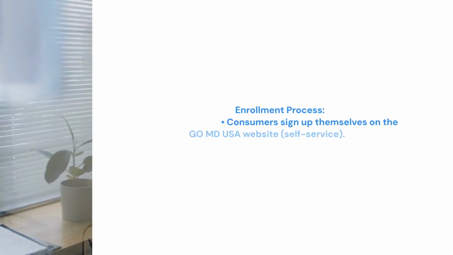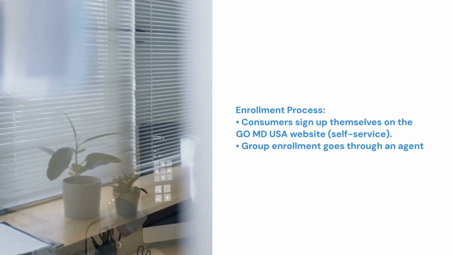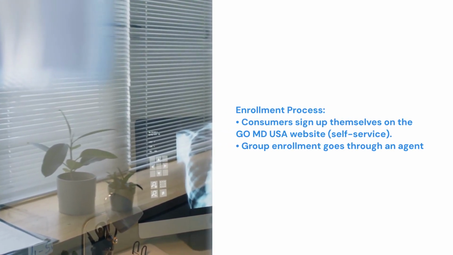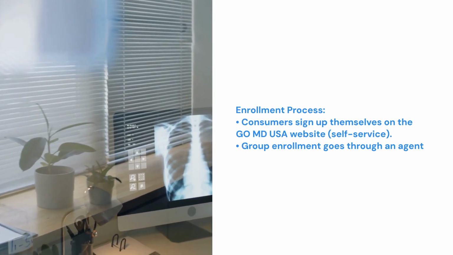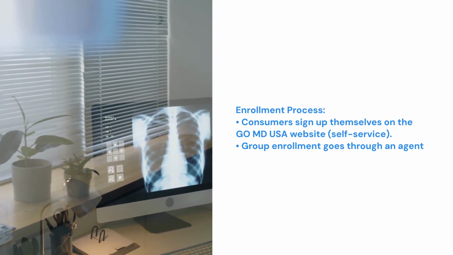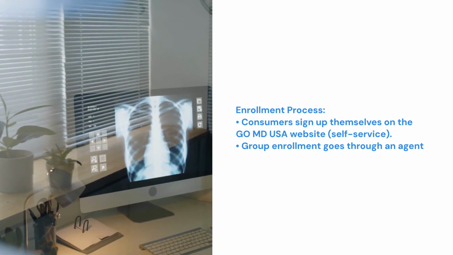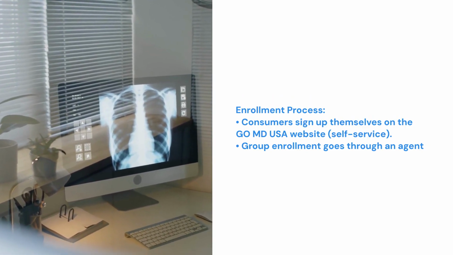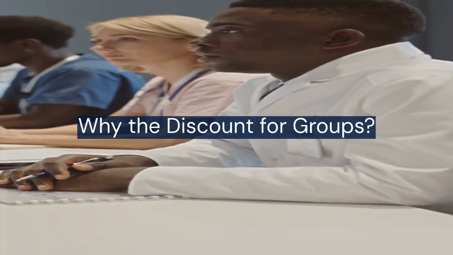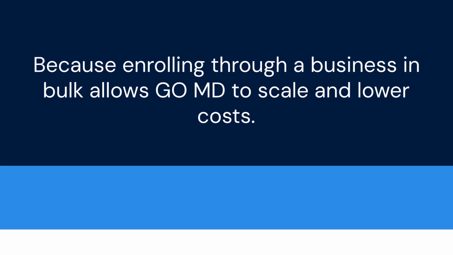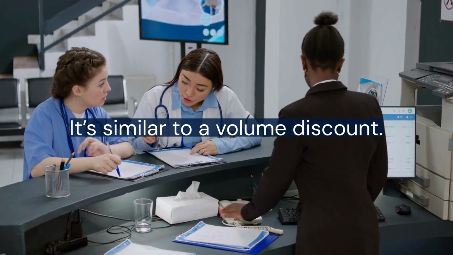Enrollment process. Consumers sign up themselves on the GoMD USA website. Self-service. Group enrollment goes through an agent or group sign-up process. The agent and company coordinate to add all the employees. Why the discount for groups? Because enrolling through a business in bulk allows GoMD to scale and lower costs. It's similar to a volume discount.